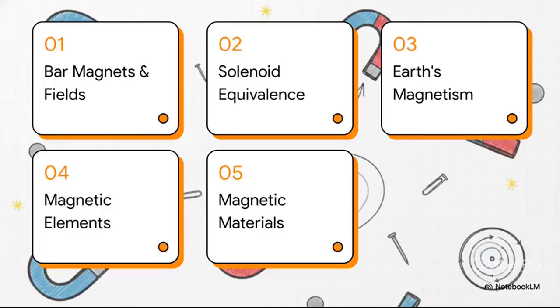Here is our roadmap to master all of this today. 1. Bar magnets and field lines. 2. The solenoid equivalence. 3. Decoding Earth's magnetism. 4. The three magnetic elements. And 5. Classification of magnetic materials.